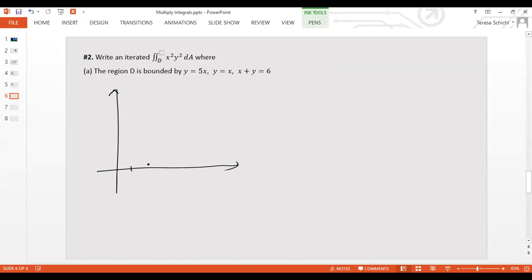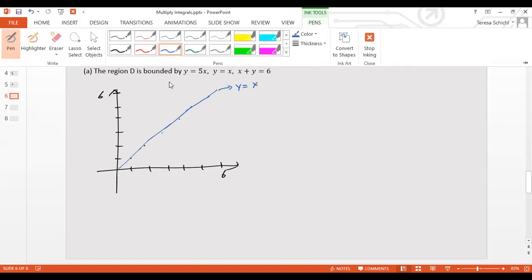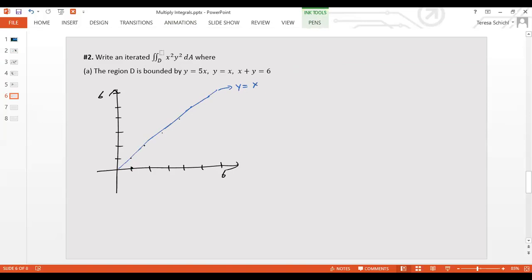Okay, so this is 1, 2, 3, 4, 5, 6, and 1, 2, 3, 4, 5, 6 here. So y equal to x here, this is my first line. Right, so this is y equal to x. Okay, y equal to 5x is here. Y equal to 5x: x equal to 1, y equal to 5 here; x equal to 0, y equal to 0. So this is y equal to 5x.